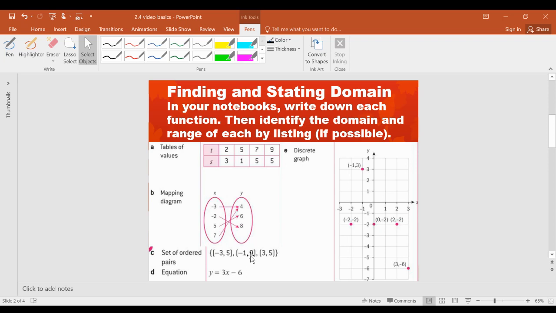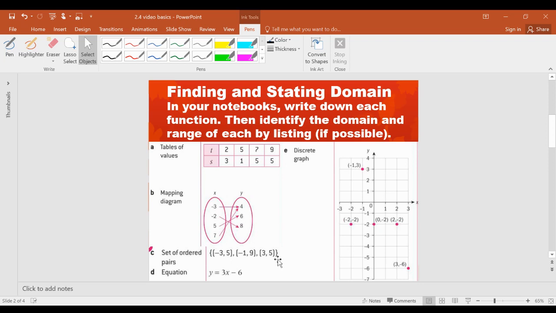If you're looking at a set of ordered pairs or plotted points on a coordinate plane, you're just finding the x coordinates of the points and listing out all of the x coordinates. And then for the range, it's the same idea, just with the outputs or the y coordinates. So you'd be looking at the list 3, 1, 5, 4, 6, 8, 5, 9 here.